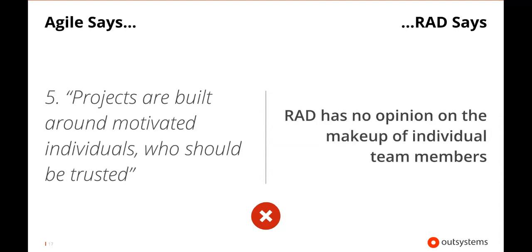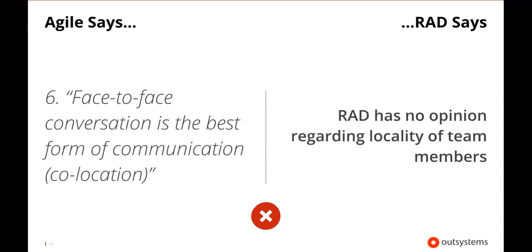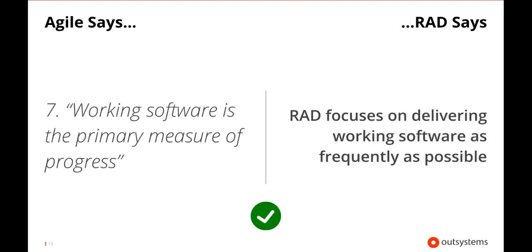Agile believes that projects are built around motivated individuals who should be trusted. RAD, on the other hand, doesn't really talk about the makeup of your team. Face-to-face conversations are the best form of communication. RAD doesn't really have an opinion on this, though, of course, that kind of interaction might be inherent in RAD projects, but I'm sure that they can also be done remotely. Working software is the primary measure of progress, and RAD is also focused on working software.